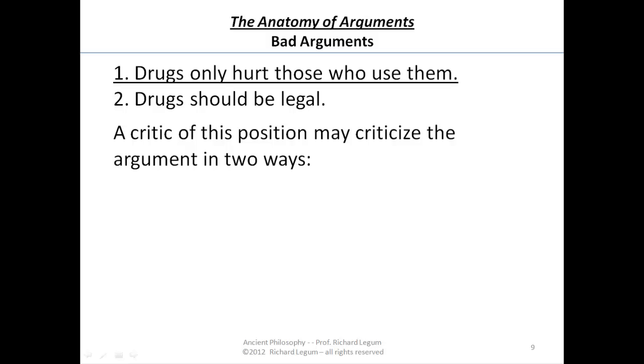But why don't you put the video on pause for a second, and write down, think about it. How do you think we could criticize an argument? Think of two different ways. And don't think so much about this one, although think about this one. Why do you think this is a bad argument?